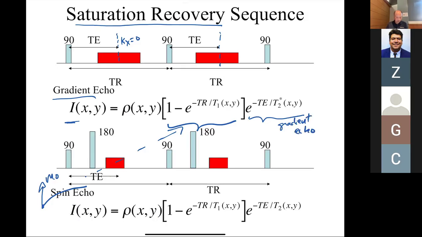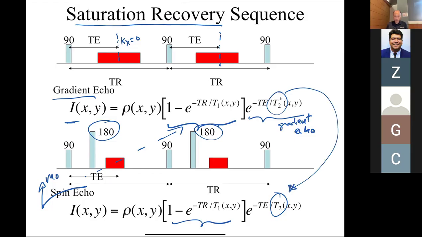So this would be gradient echo. And I could also acquire a spin echo where I introduce these 180-degree pulses. And now this T1 recovery is the same. All I've done is change that T2 star to a T2. Okay, so that's the only thing that's changed.